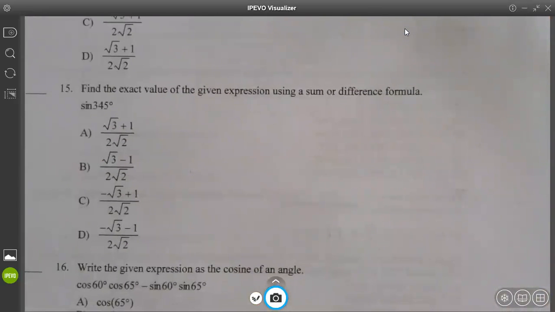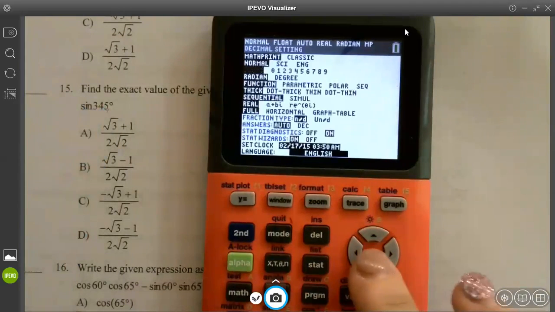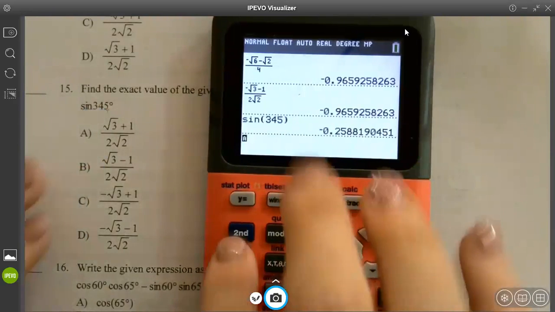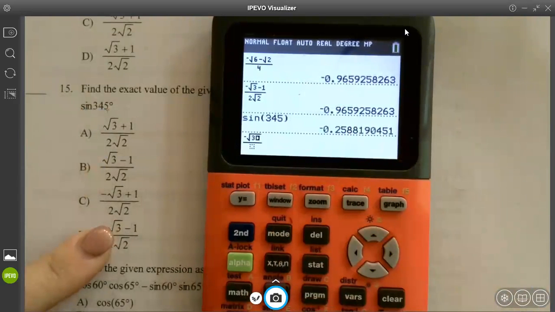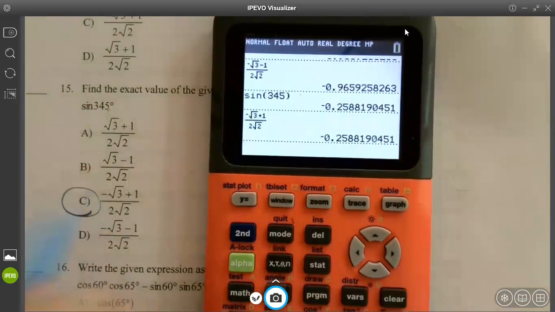How would I do this one? I do not have to do a sum or difference formula. Yeah, just put it in the calculator. But what I need to make sure of is degree mode. So mode, degree, sine 345 gives me this crazy decimal. And then how would I figure out which one's my answer? Plug them in. So I'm going to go ahead and tell you that it's C, negative square root of 3 plus 1 over 2 square root of 2. There's my decimal. C would be your answer. Again, you would plug them all in.